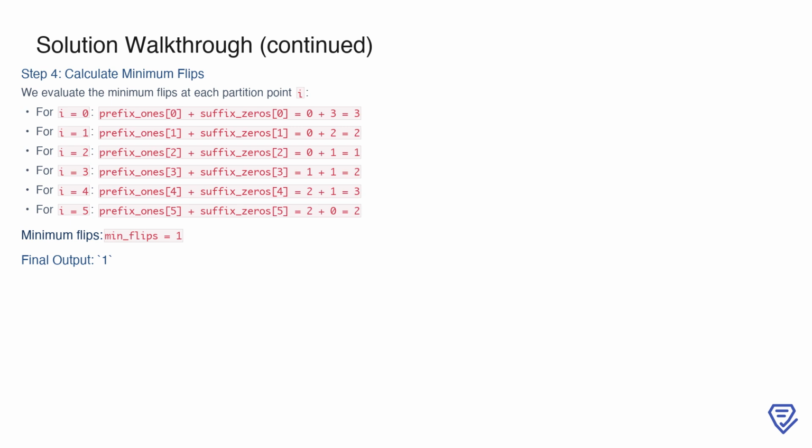At i equals 0, the flips required are 3, at i equals 1, 2 flips are needed, at i equals 2, the flips drop to 1, at i equals 3, it increases to 2, at i equals 4, it becomes 3 again, and at i equals 5, it's 2. The minimum value among these is 1, so the minimum flips required to make the string monotone increasing is 1. Thus, our final output is 1.